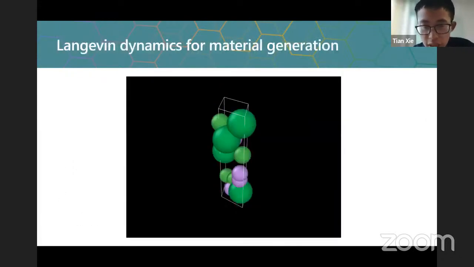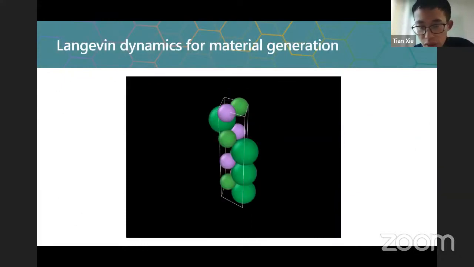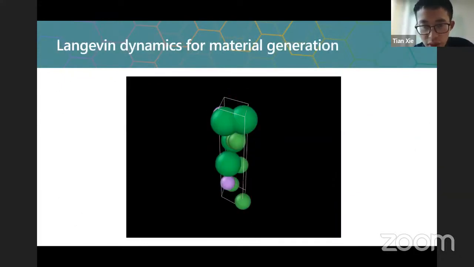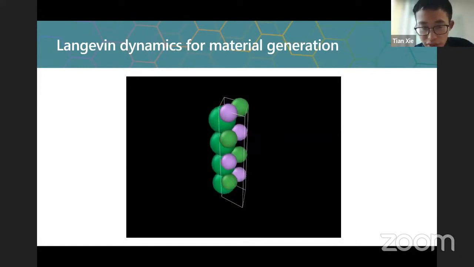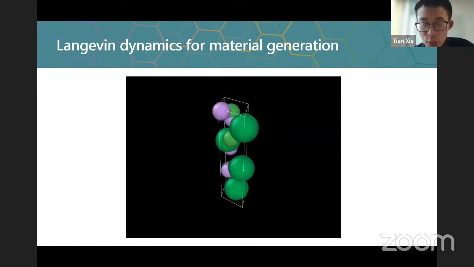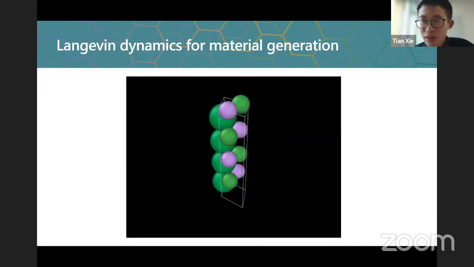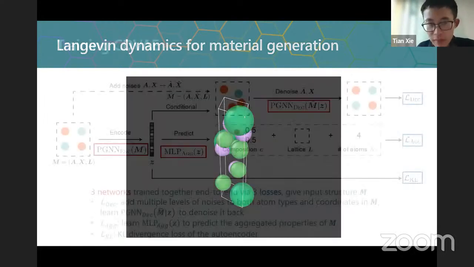Here is an image that shows how we generate from a random initial structure to the final structure. As you can see, the final structure that we generate from this crystal looks pretty realistic if you are a material scientist.